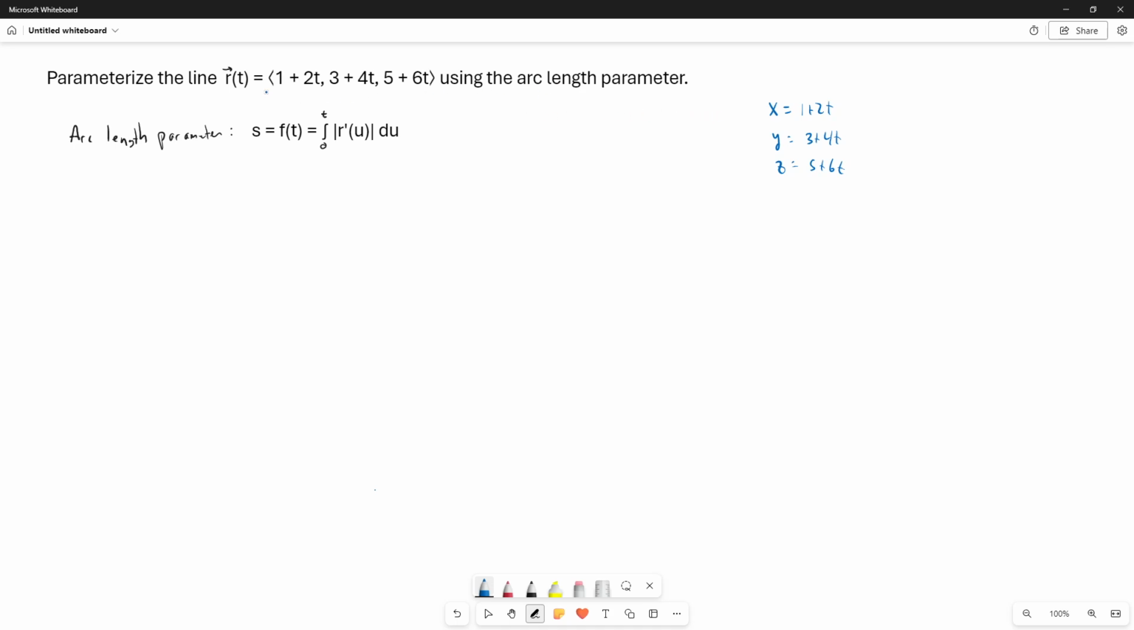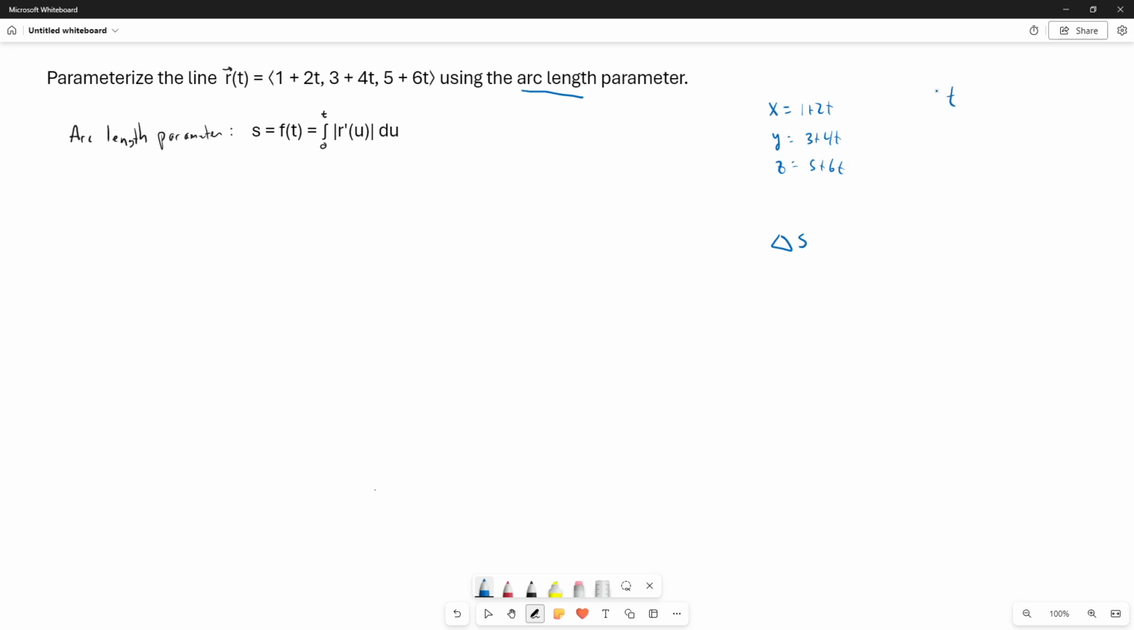So we'd like to re-parameterize this. Right now the parameter is t, and we want to use the arc length parameter. The special thing about the arc length parameter, denoted by s, is that a change in s is exactly how far you've moved on the curve. When it changes by 1 unit, you've moved 1 unit along the curve. With this parameter t, if t changes by 1 unit, who knows how far you've actually moved.